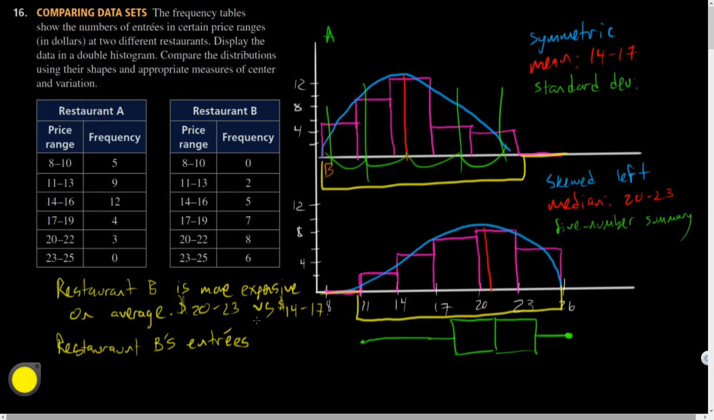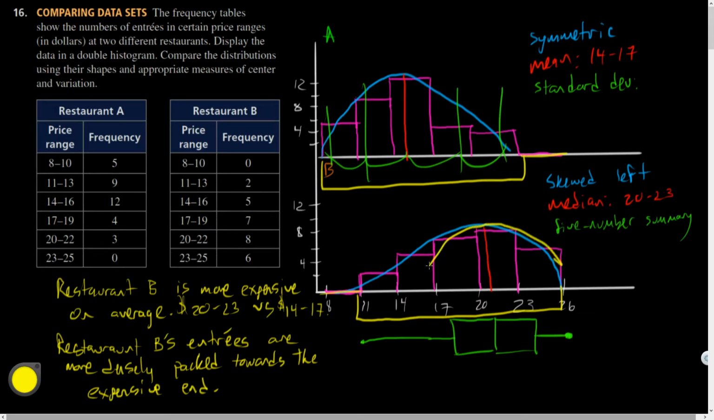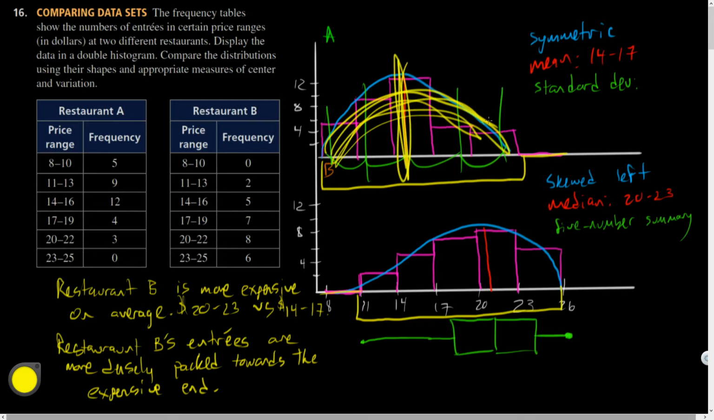So let's see. Restaurant B's entrees are densely packed towards its higher end. Towards the expensive end, I guess. All right. So yeah, not only is it more expensive on average, but notice that because of the way it's skewed, a whole lot more of them land on the expensive side than even the cheaper ones that they do have. Right? That's a little bit trickier to see. Whereas these ones, they're evenly distributed, right? You know what your average is, and then it's going to be kind of what you would expect, a little bit above, a little bit below. Whereas these ones are going to be densely packed around the higher end because of the fact that it's skewed.